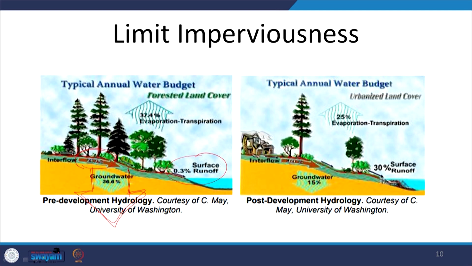That is because of the roots of the trees which make the topsoil and the top layer of the soil more permeable, so that there is more recharge and there is greater interflow and there is a greater evapotranspiration happening. So, the total amount of runoff to the surface aquifer was only 0.3% as compared to a post development scenario where we see that almost 30% of the surface runoff is received in the surface aquifers.